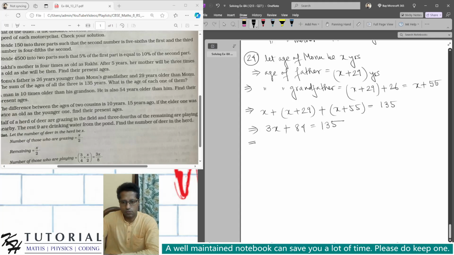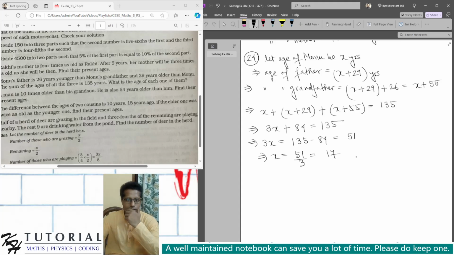This is equal to 135. And now this implies 3x is equal to 135 minus 84, which is equal to 51. This implies x is equal to 51 divided by 3, which is equal to 17. So the age of Monu is 17 years. Find the age of each of them.